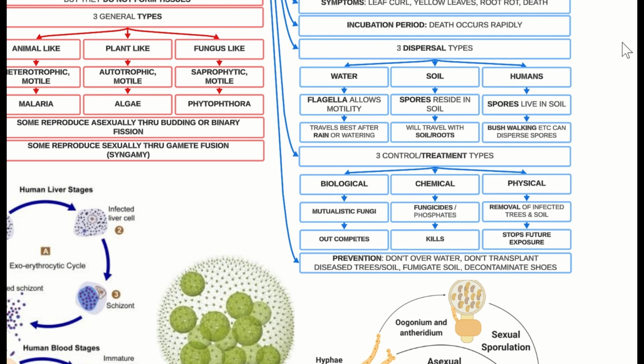There's biological, chemical, and physical. Biological is the use of mutualistic fungi that outcompete the Phytophthora. Chemical is the use of fungicides and phosphates that kill the Phytophthora. And physical is the removal of trees and soil that are infected, and this prevents future exposure. Prevention occurs by not overwatering plants and not transplanting diseased trees or soil. We can fumigate the soil and decontaminate shoes with ethanol.